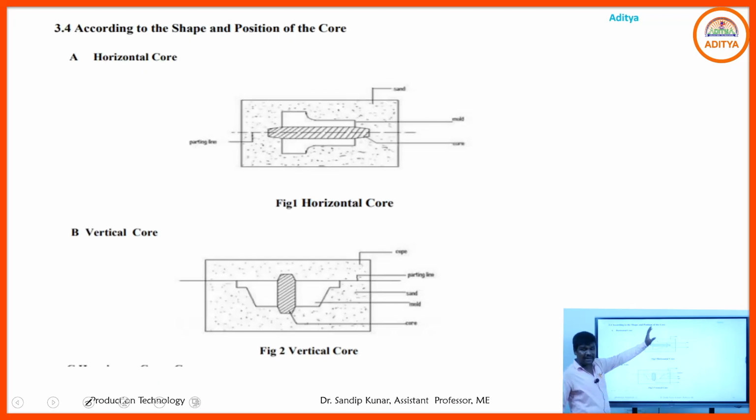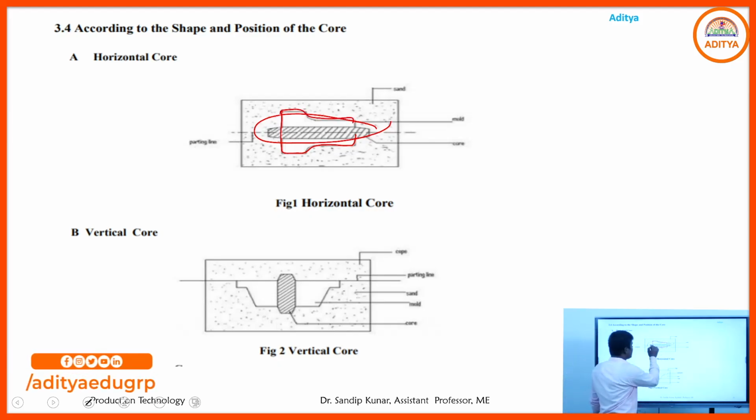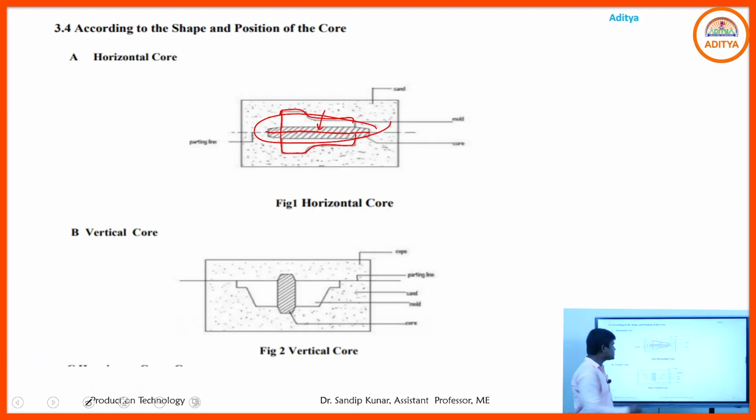According to the shape and position of the core, there are also some types. One is the horizontal core. Here the core will be placed horizontally in the mold cavity. Some part will be on the cope side and some part on the drag side. Cope means the upper part of the molding box. That is the horizontal core.